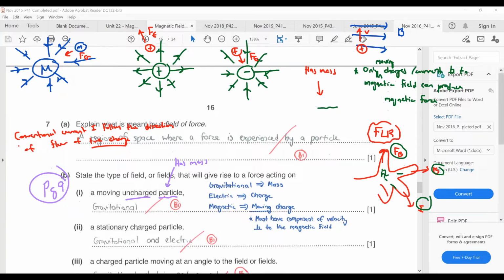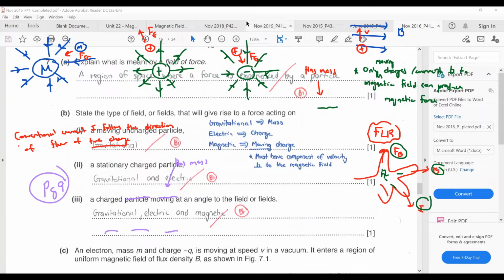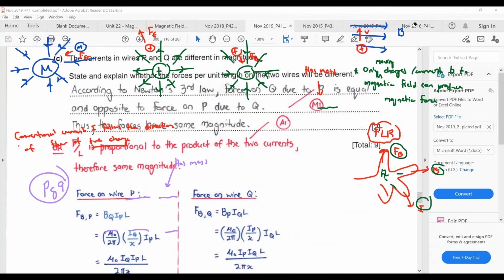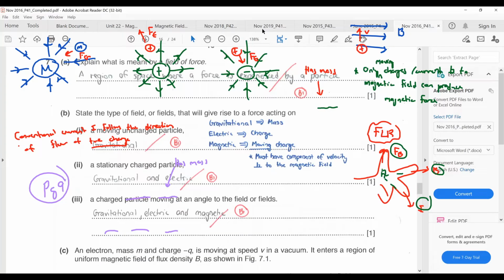If you look at the second part, a stationary charged particle has mass, so gravity will affect it. It has charge, so electric will affect it. But it is stationary, not moving. The charge is stationary, not moving. So magnetic is out. Okay. Then likewise, if you look at the last one, a charged particle moving at an angle to the field or fields. The particle has mass, so gravity will affect it. It has charge, so electric will affect it.